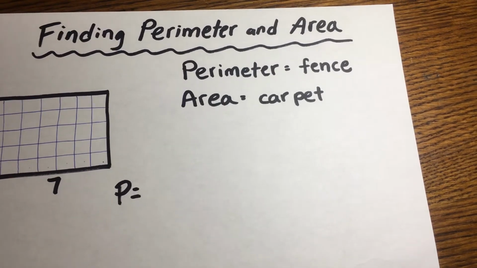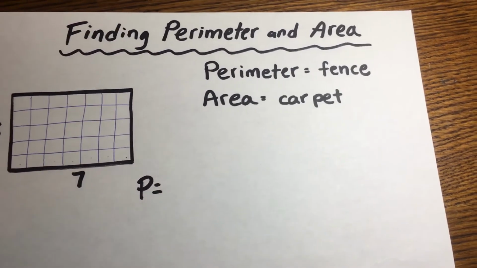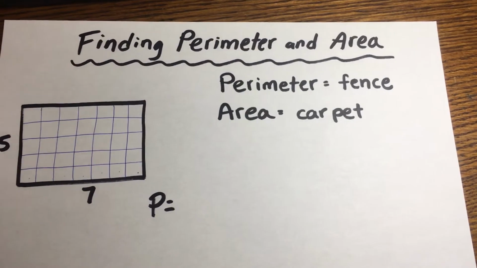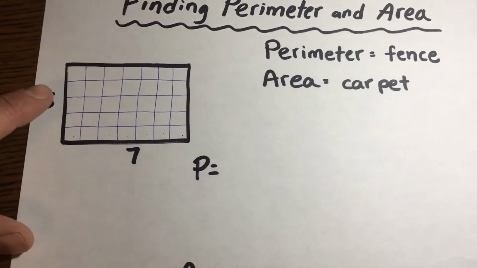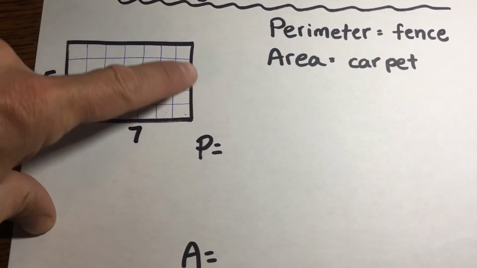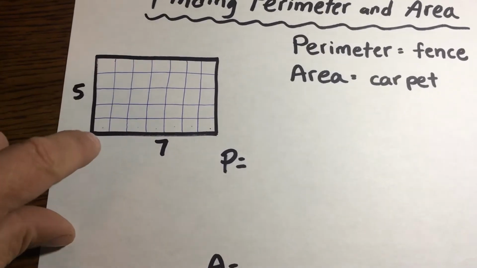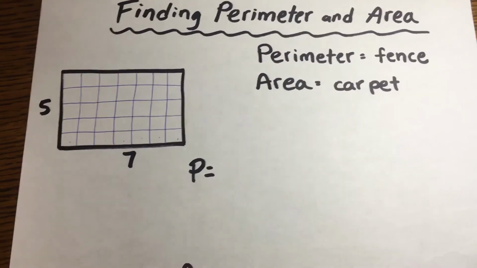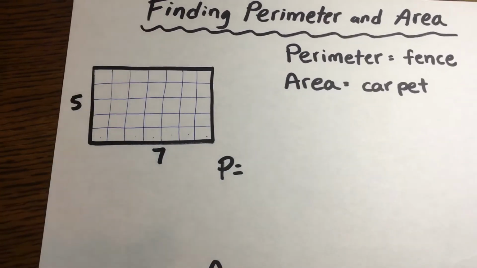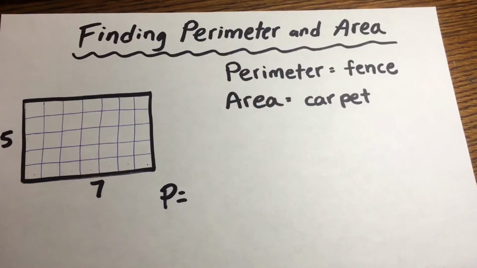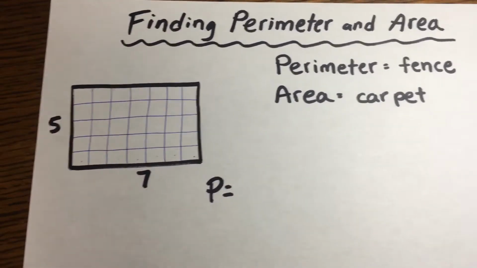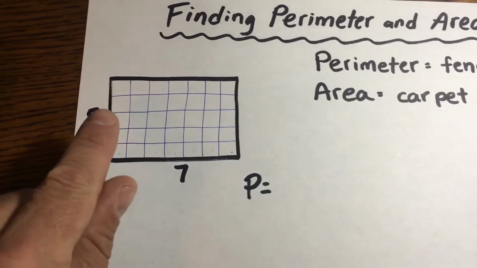It helps me remind myself when I'm studying perimeter and area that perimeter is like a fence. It goes around the entire rectangle or whatever shape you're working with. This is called a perimeter. We find that by just adding up all the side lengths. In the area, I put next to that the word carpet, because that's how much carpet you would need to lay on the inside of the shape.